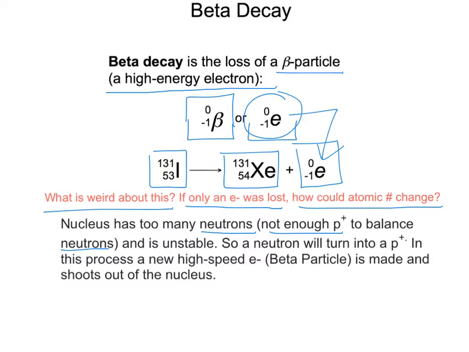So a neutron will turn into a proton. And in this process, a new high-speed electron called a beta particle is made, and it shoots out of the nucleus. So that's why we have a change from 53 to 54, because a neutron turns into a proton. So we gain a proton, which makes my atomic number go from 53 to 54. And when that happens, so does my element change, because the atomic number serves as the identity of the element. This is beta decay.